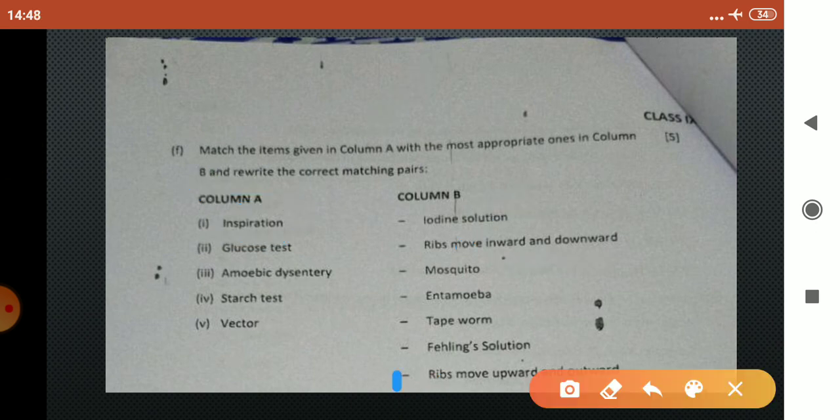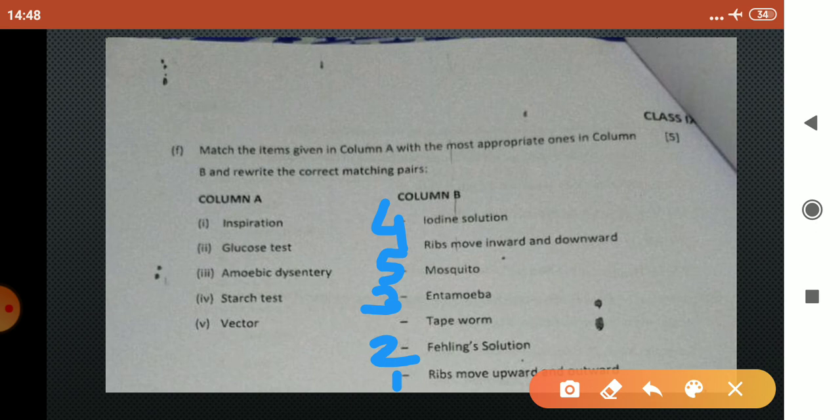Now the glucose test is performed by Fehling solution. The third one is amoebic dysentery and it is caused by Entamoeba histolytica. Then the fourth one is the starch test and the option will be iodine. The starch test is performed by iodine solution. And the last one is vector, and the vector here is mosquito. Vector means the carrier of the pathogen.